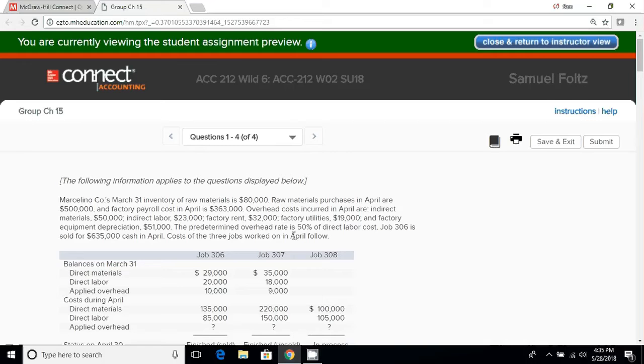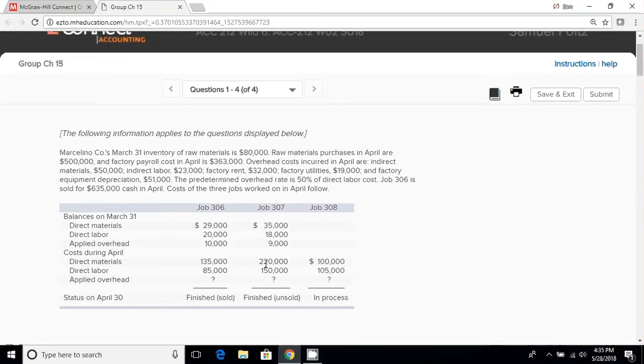Cost of the 3 jobs worked on in April follow. So it looks like we've got jobs 306, 307, 308. They've given us some data here to deal with, and it appears that at the end of the month, job 306 was finished and sold, 307 was finished and unsold, and 308 was in process. They've got question marks for applied overhead, so I'm already guessing that we're going to have to calculate that one.